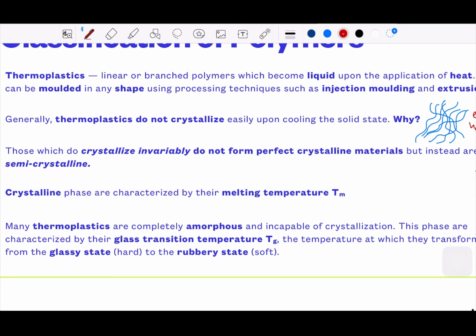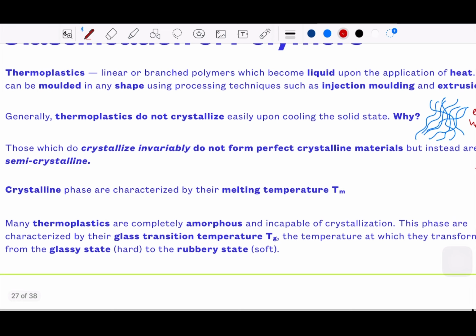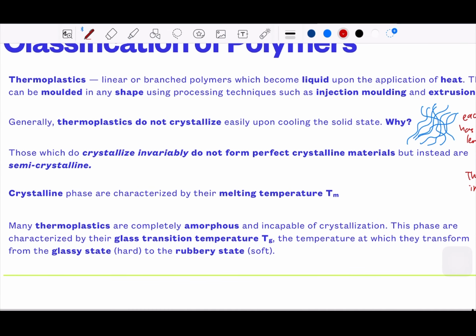Of course, we talked about the heat before, right? And there are other characterizations which we call the glass transition temperature. So there are some regions or phases in the thermoplastics that are amorphous. Let me give you another picture here. So maybe this is the crystal, and maybe this one is the amorphous one.